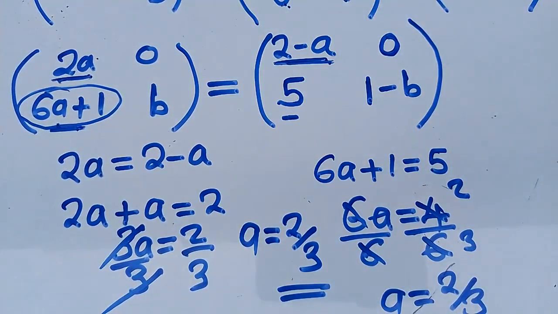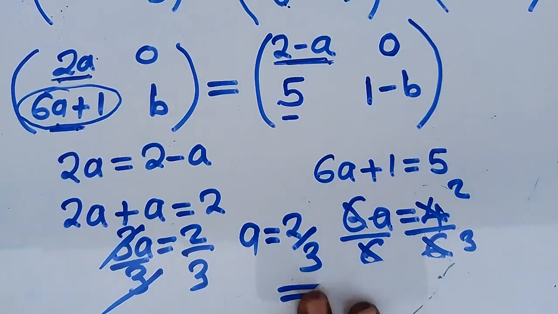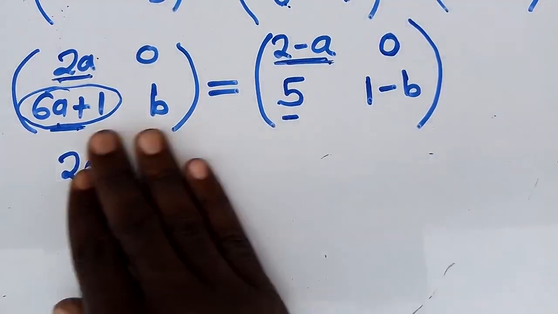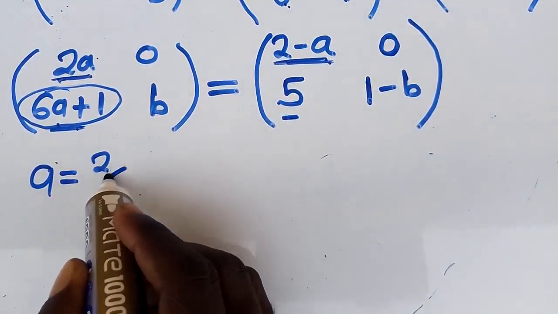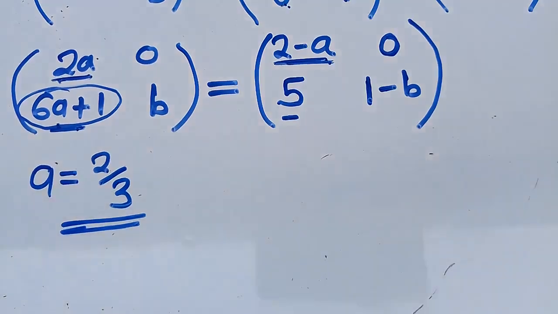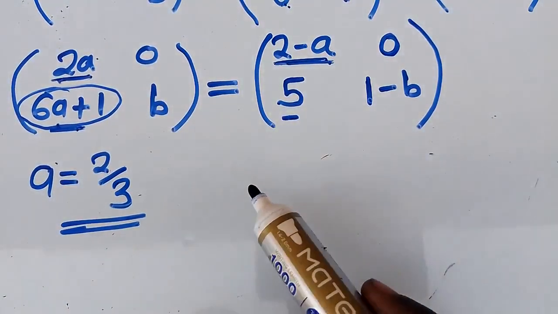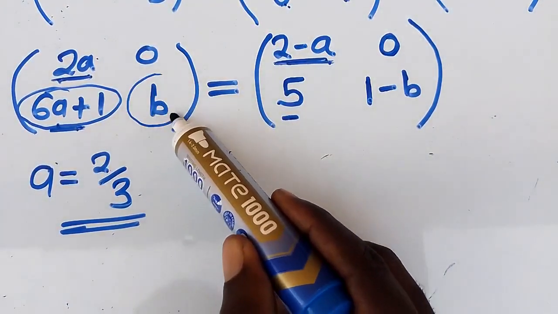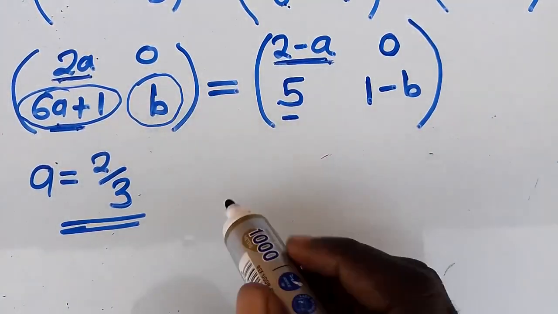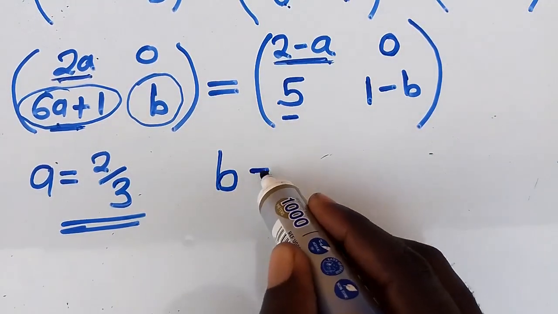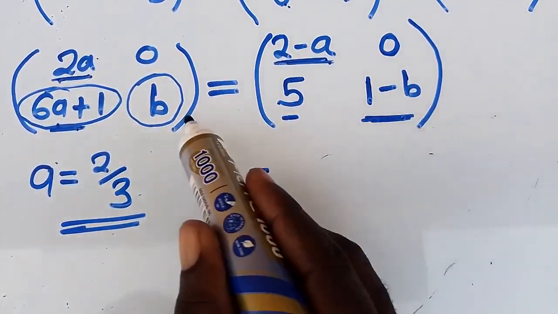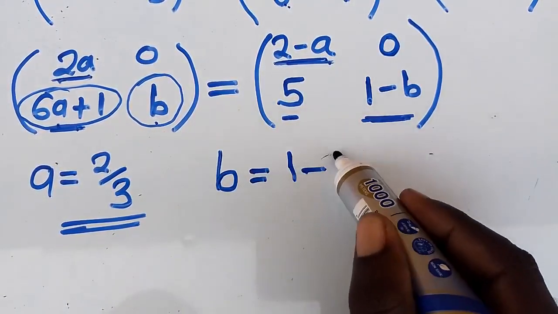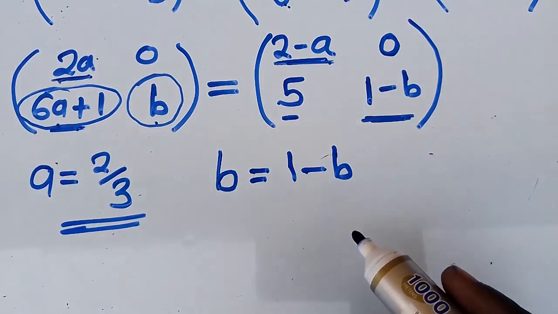So you still find the same answer. So we found a to be 2 over 3. That is the value of a that you've calculated. This is our a. I will move to b. Where is b? B is just here. This is where b is. You say b here, it is alone, which is equal to its corresponding, this one here. Second, 1 minus b.